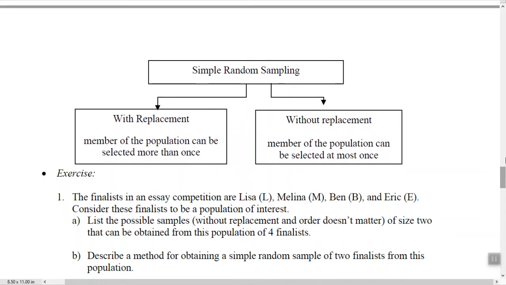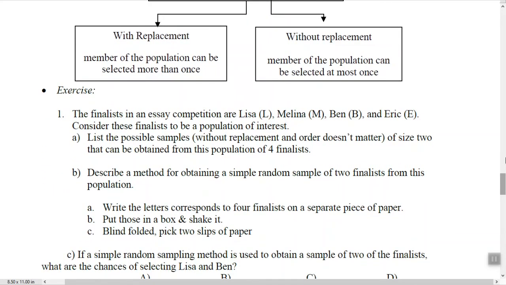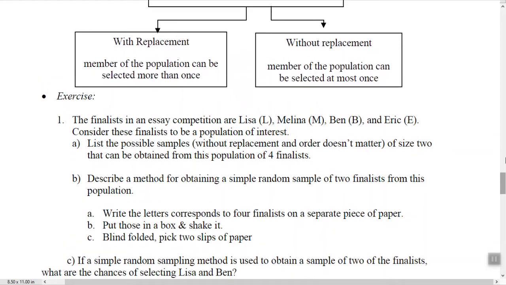Okay, here is a quick example. Actually, it's an exercise. The finalists in an essay competition are Lisa, Melina, Ben and Eric. Consider these finalists to be the population of interest. List the possible samples without replacement, where order doesn't matter. Remember that order doesn't matter.